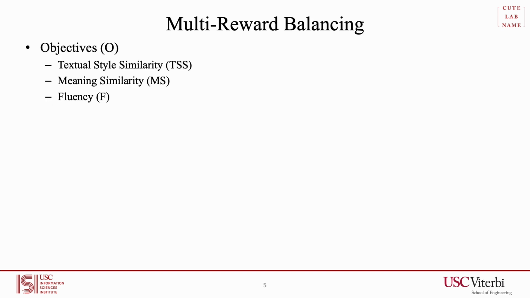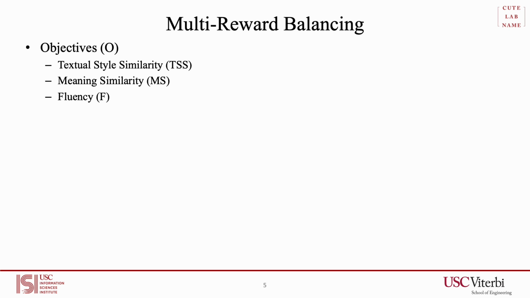So, speaking of rewards, we have multiple objectives that we would like to reach in this work. The first is textual style similarity. In other words, how close are we to the target style we are trying to reach? Meaning similarity. How similar in meaning is our style transferred output to the input? And fluency. In general, how fluent and readable is the output?